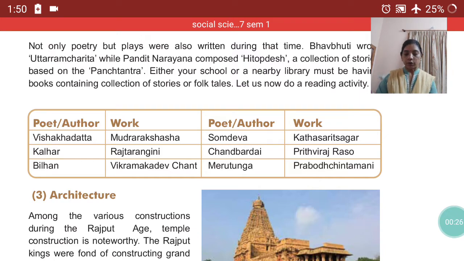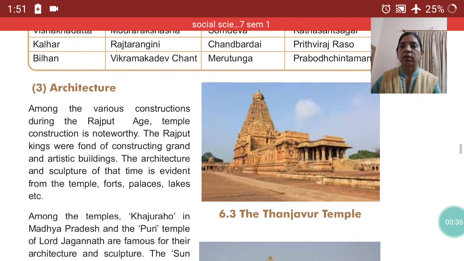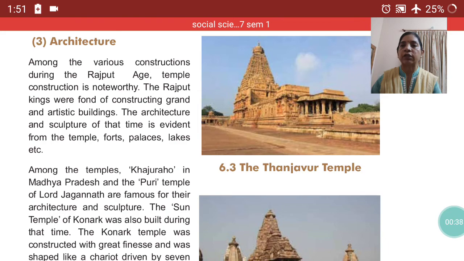Let us come to the architecture. Among the various constructions during the Rajput age, temple construction is noteworthy. The Rajput kings were fond of constructing grand and artistic buildings. The architecture and sculpture of that time is evident from the temples, forts, palaces, lakes, etc.